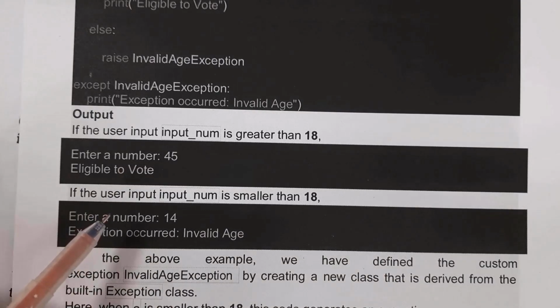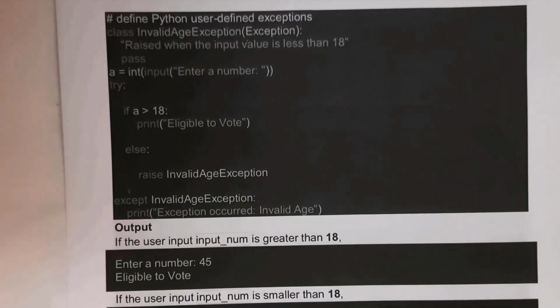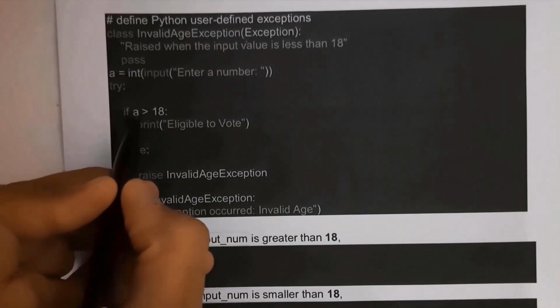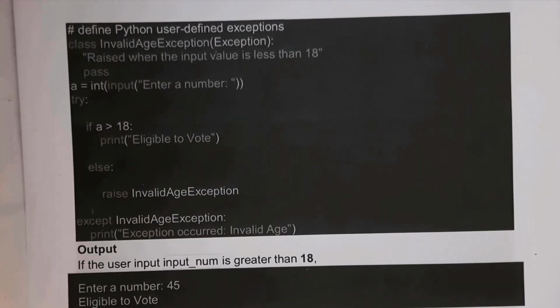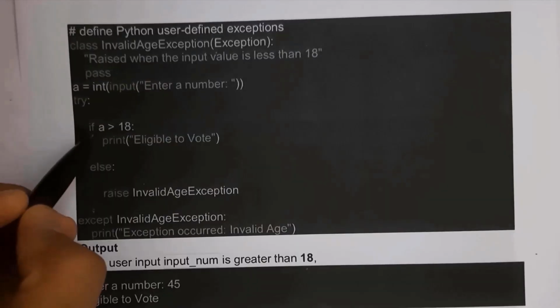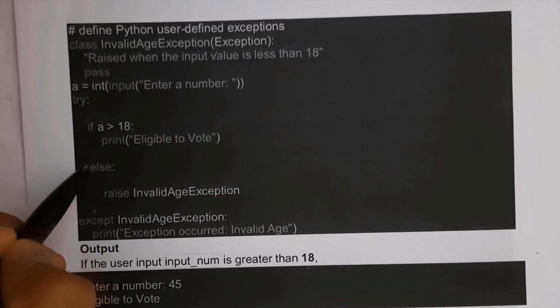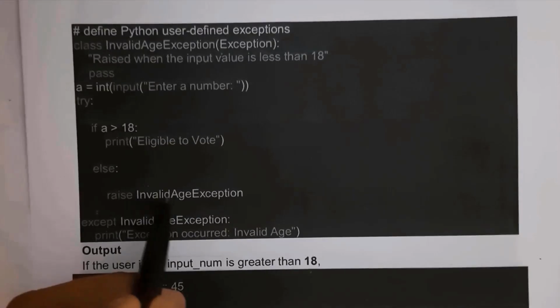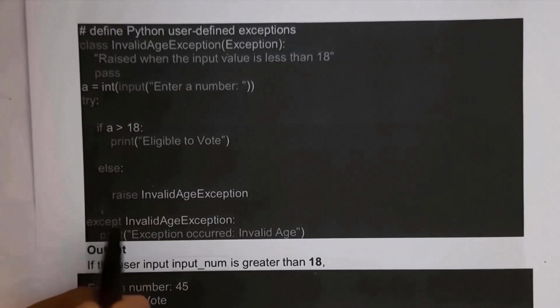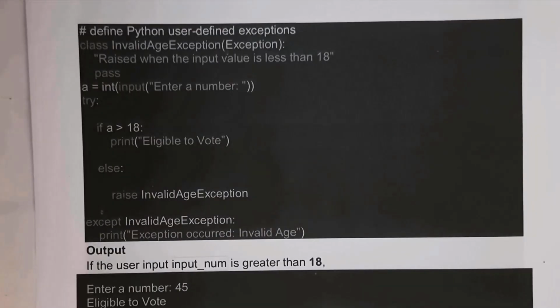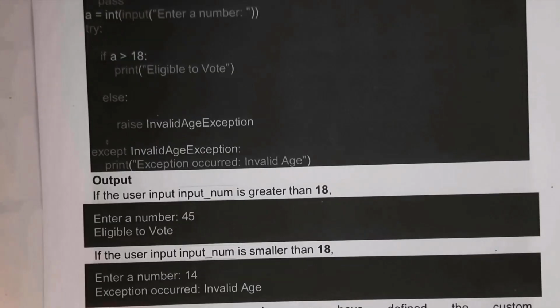For example, if I give age 14, whenever I enter age 14, it will check the condition that 14 is not greater than 18, 14 is less than 18. This condition is not satisfied, so it will skip this if block and it will execute the else block. The else block contains raise invalid age exception, and this invalid age exception is present in the except block, that is except invalid age exception, and this except block contains the statement print exception occurred invalid age. So I'll get the output "exception occurred invalid age" whenever I enter a value which is less than or equal to 18.